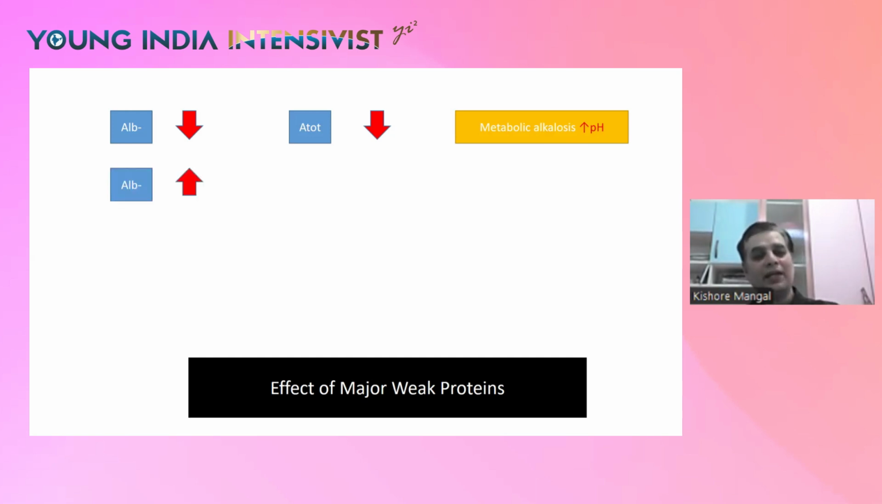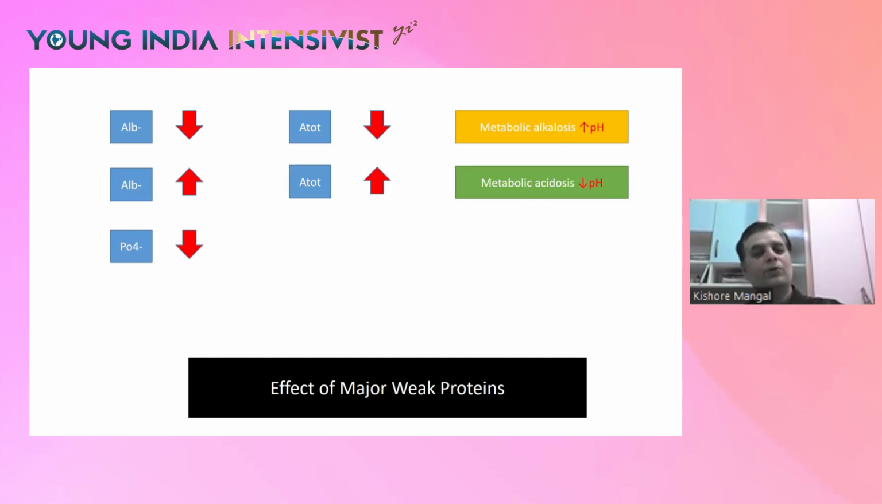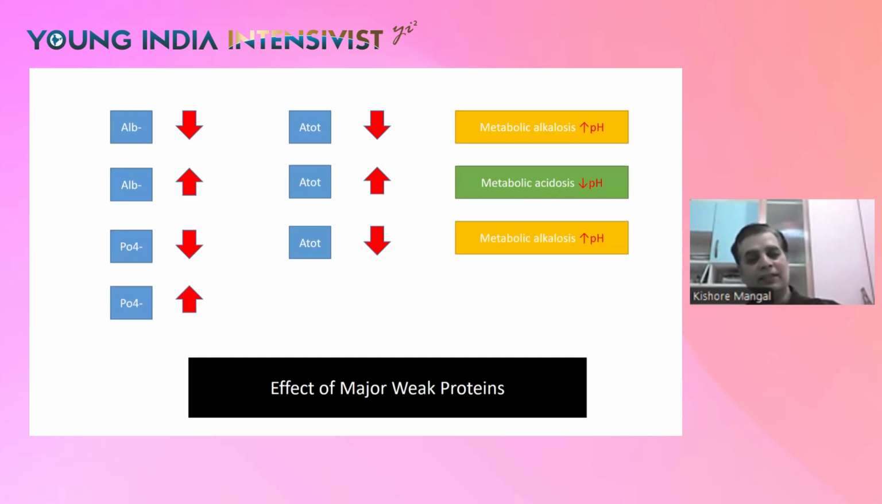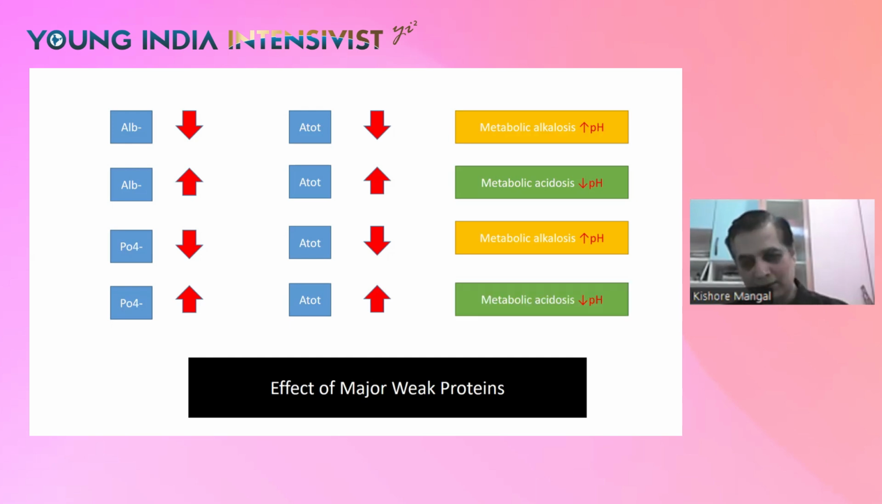If albumin is very high, then the ATOT, or the anions, will be high. This will lead to metabolic acidosis. If phosphorus is very low, which happens in critically ill patients in DKA, the ATOT is going to be reduced. And again, because anion is getting reduced, it leads to metabolic alkalosis. And if the anion is getting increased, which happens in CKD patients, the ATOT is going to increase, and this increased phosphate, or hyperphosphatemia, leads to metabolic acidosis. Okay, and we know that in the CKD patient, metabolic acidosis, one of the major contributors is hyperphosphatemia.